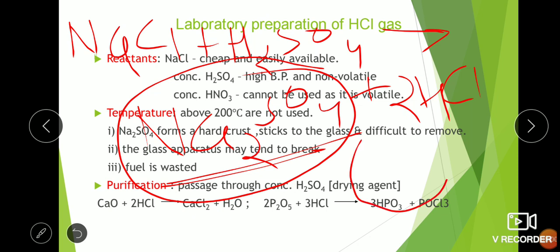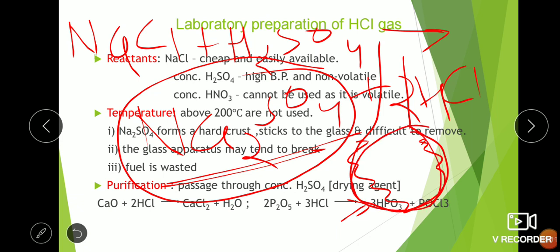Now suppose I have a round bottom flask in which I am performing the experiment, and if this Na2SO4 sticks here, this will not allow the heat to enter into the reaction and the reaction would stop. And that's the reason we do not heat the temperature above 200 degrees Celsius. Second thing is, the glass apparatus may tend to break, and third thing is the fuel is wasted. So this part can be asked in the form of a question.